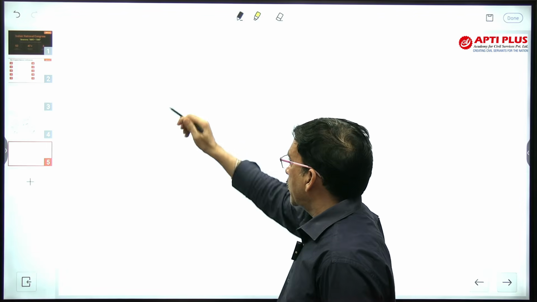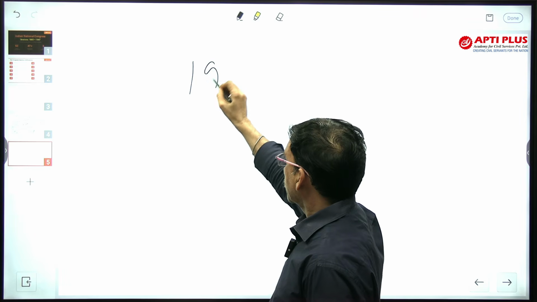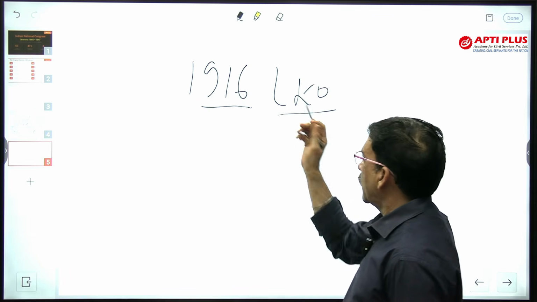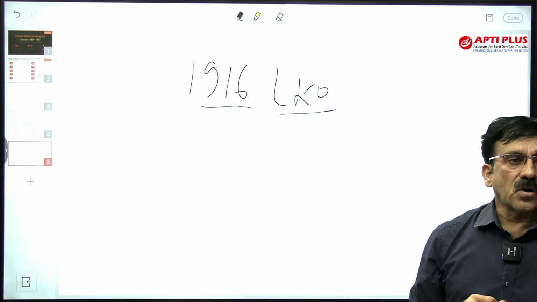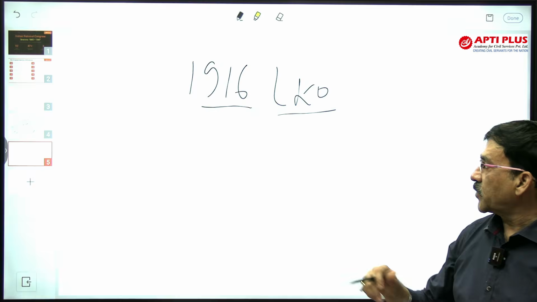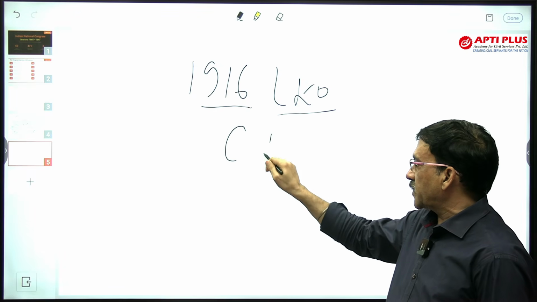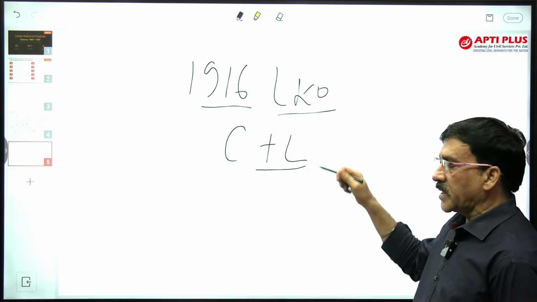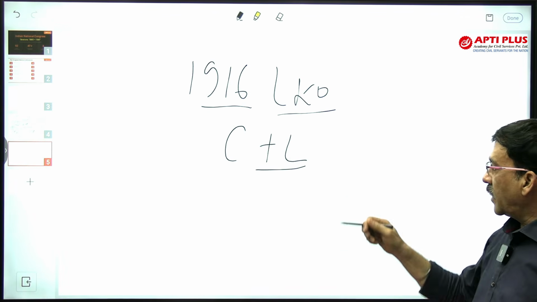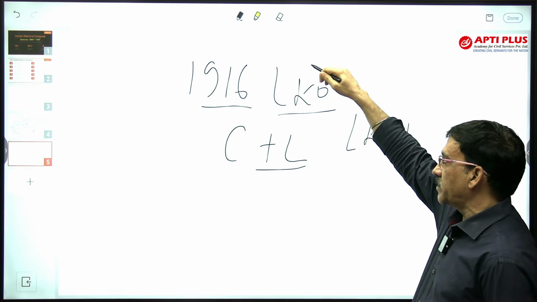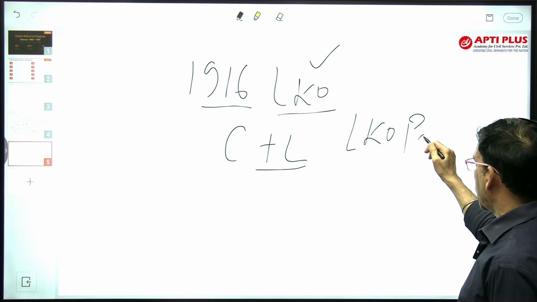That is 1916 Lucknow. Here again Congress will come into a new ideology. First time Congress is going to sign a pact with the Muslim League. That is, first time Congress and League are sharing a common platform. The Lucknow Pact got signed. Remember, the session was presided over by A.C. Majumdar. Lucknow Pact, 1916.